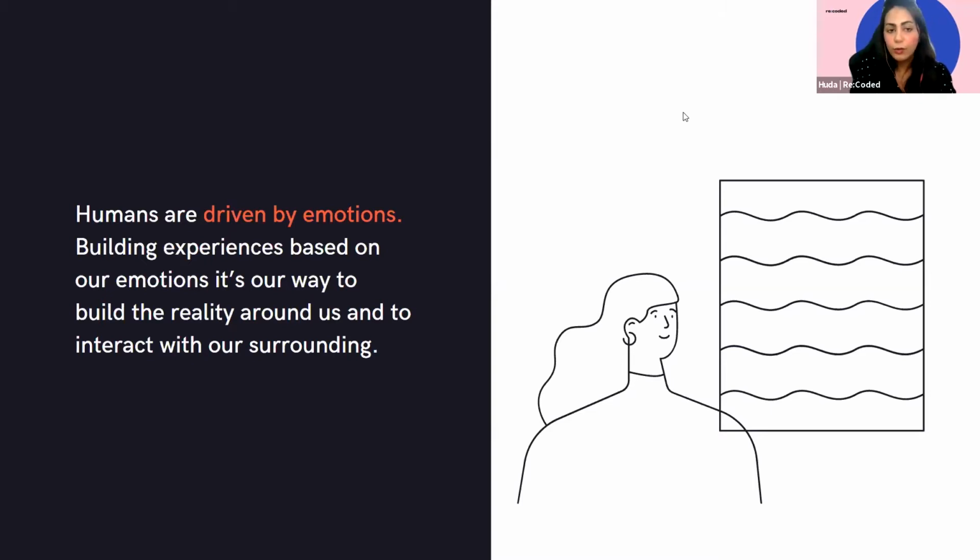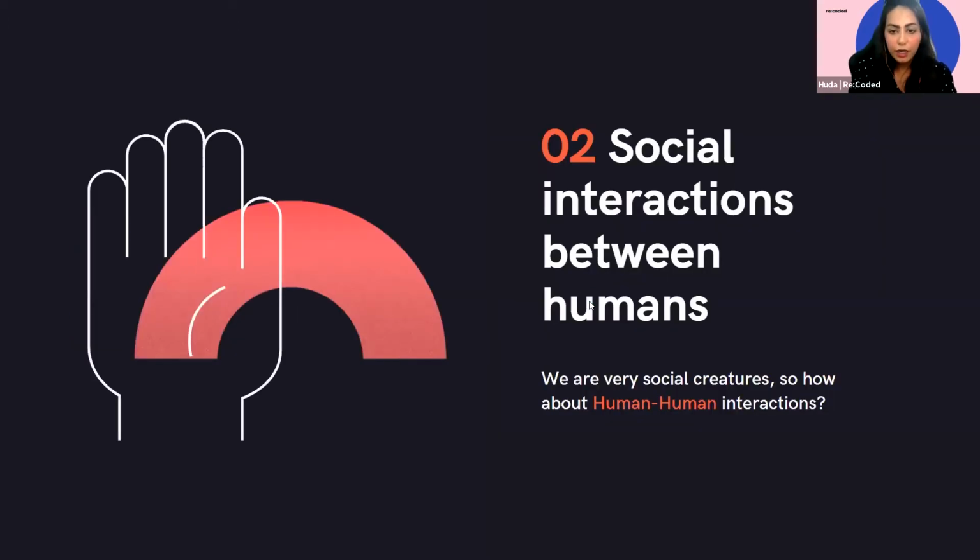For example, we always feel happy, we feel sad, we feel bad, we feel angry. And sometimes we do things based on our emotions. For example, we buy something because it makes us feel so happy. We work because we want to buy something, and this makes us so satisfied. So humans are driven by emotions. Building experiences based on our emotions is our way to build the reality around us and to interact with our surroundings. We are very social creatures.